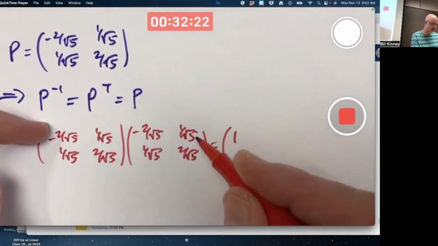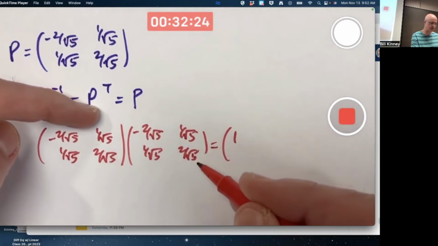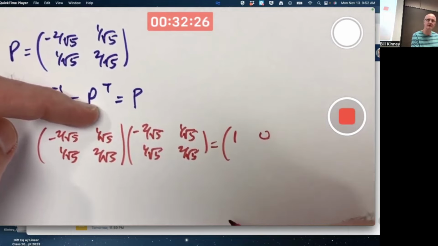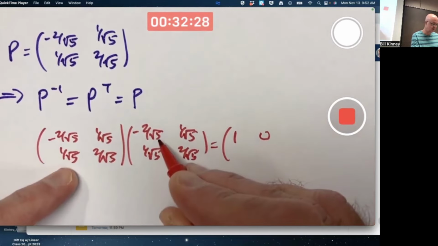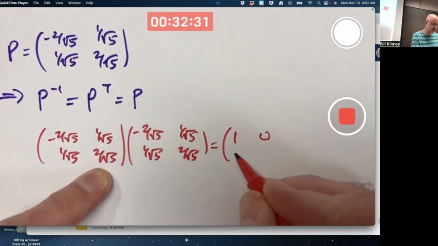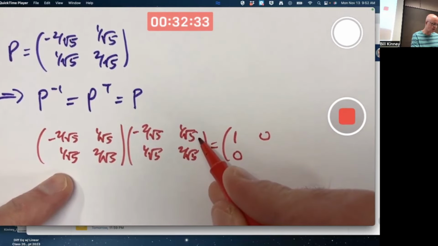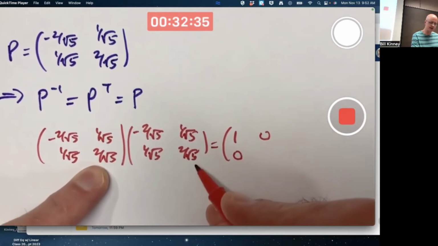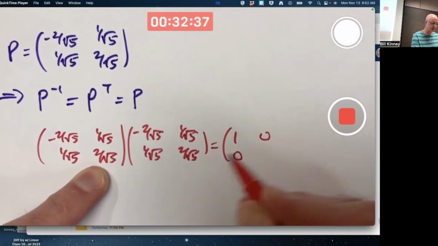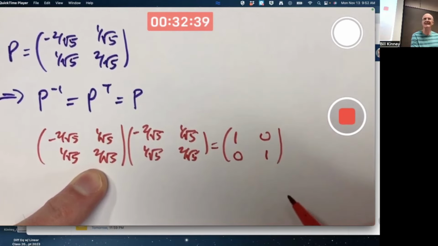This times this is negative 2 over root 5. This times this is positive 2 over root 5. Add those, get 0. Negative 2 over root 5 plus 2 over root 5 is 0. 1 over root 5 times itself is 1/5. This times this is 4/5. 1/5 plus 4/5 is 1. This matrix is its own inverse.